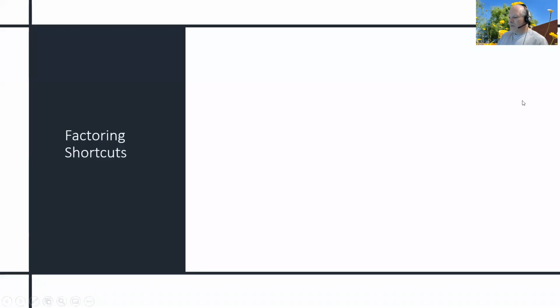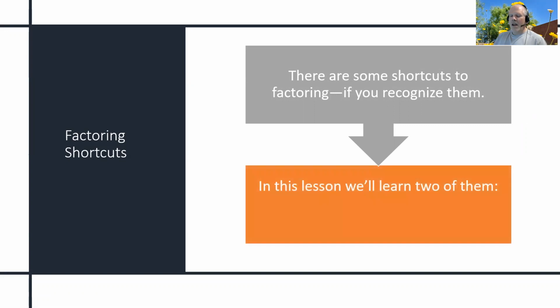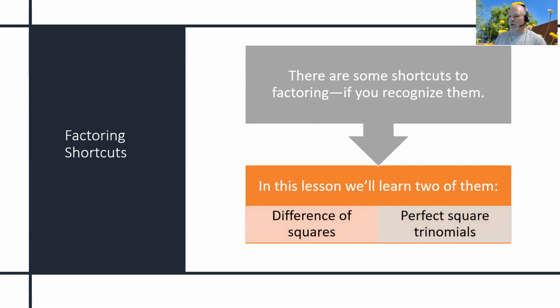Hello. This lesson is on homework 8.5, which is about factoring shortcuts or factoring special cases. The factoring shortcuts, if you recognize them, will make things a little easier for you. We'll learn about two of them today. One is called a difference of squares, and the other one is called perfect square trinomials. Here's how they work.